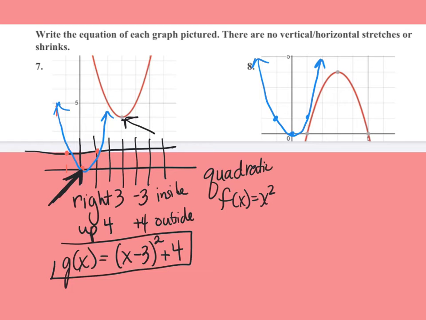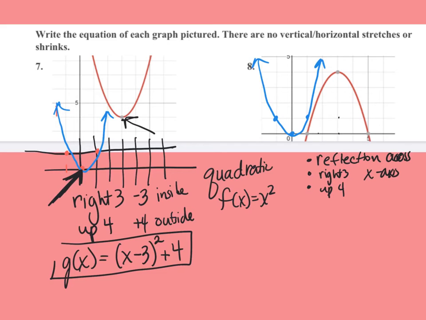For number 8, there are 3 movements that occur. There's a reflection across the x-axis. And also right 1, 2, 3, up 1, 2, 3, 4. Right 3, up 4.